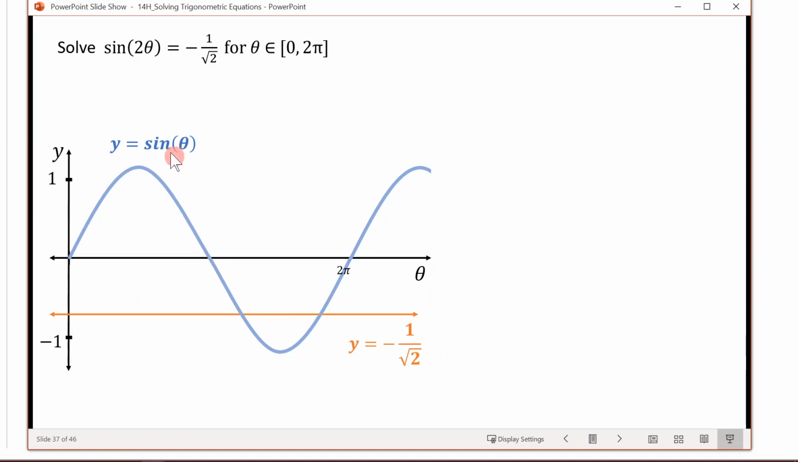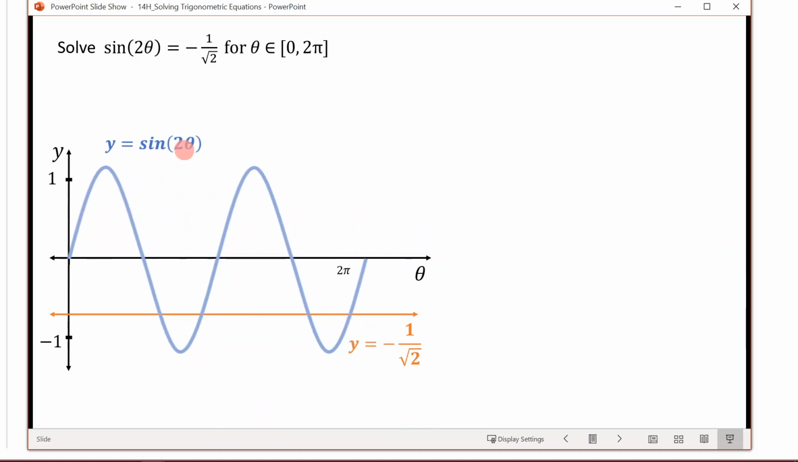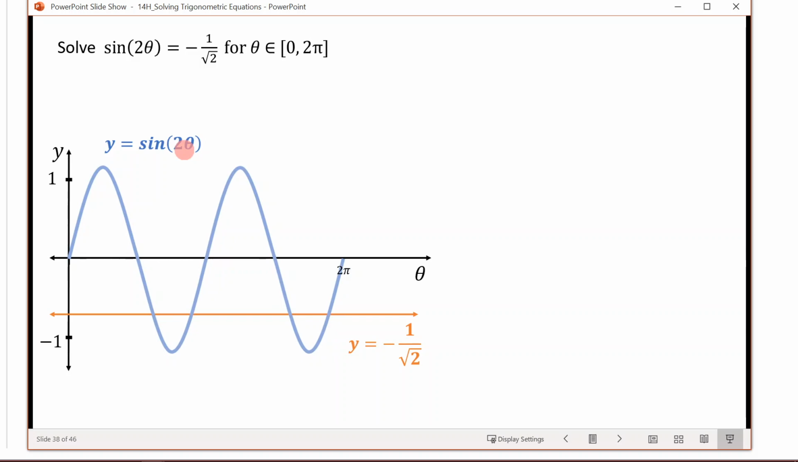But I need to draw sine of 2 theta, not just sine of theta. So let's now draw sine of 2 theta. Now, what does this 2 actually do? We know, based on our transformations, that that is going to cause a dilation from the y-axis by a factor of 1/2, because remember, you take the reciprocal of it. So that means we're actually going to be pushing it towards the y-axis, which means I actually have 1, 2, 3, 4 solutions. So 2 here and 2 here. And that is the important part here.